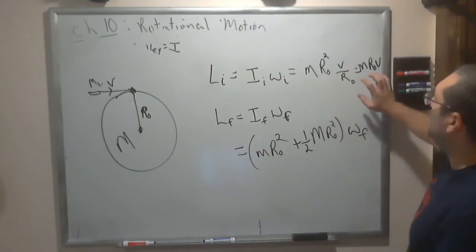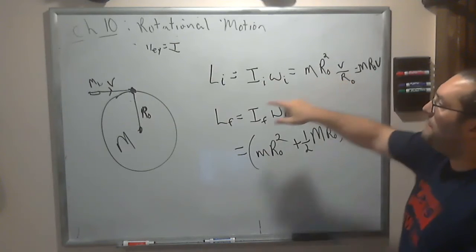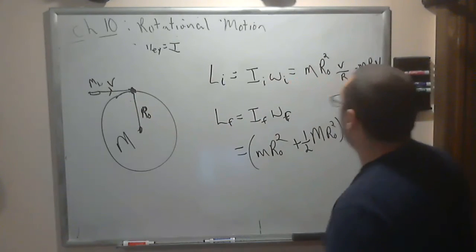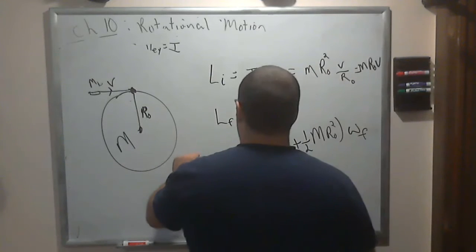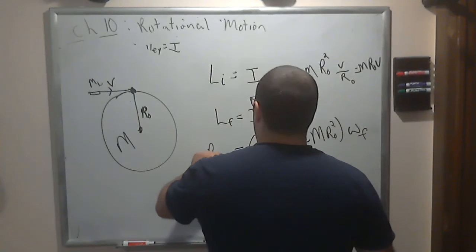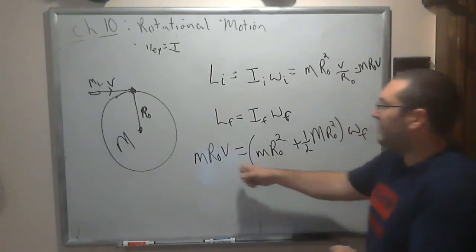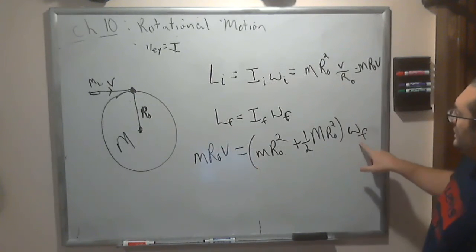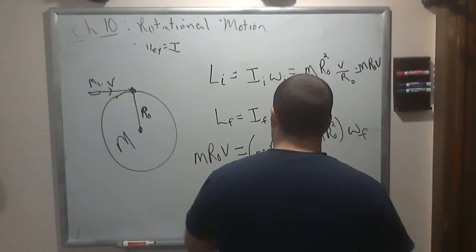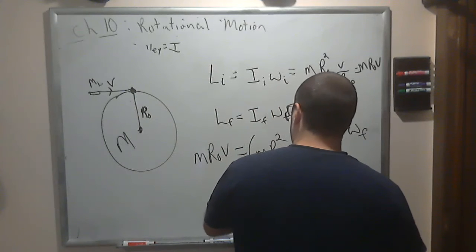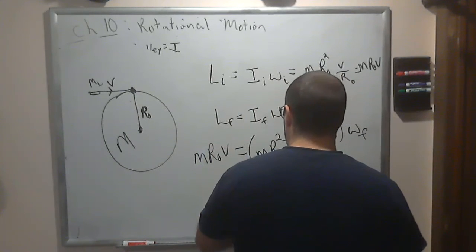So now we're given the masses and the velocity and r naught. So we don't have any more terms to solve for. We just calculate the final angular velocity. And that's equal to this.